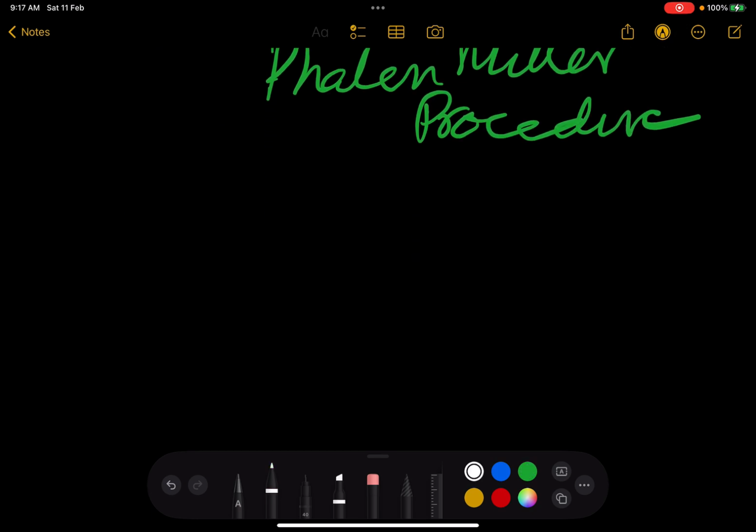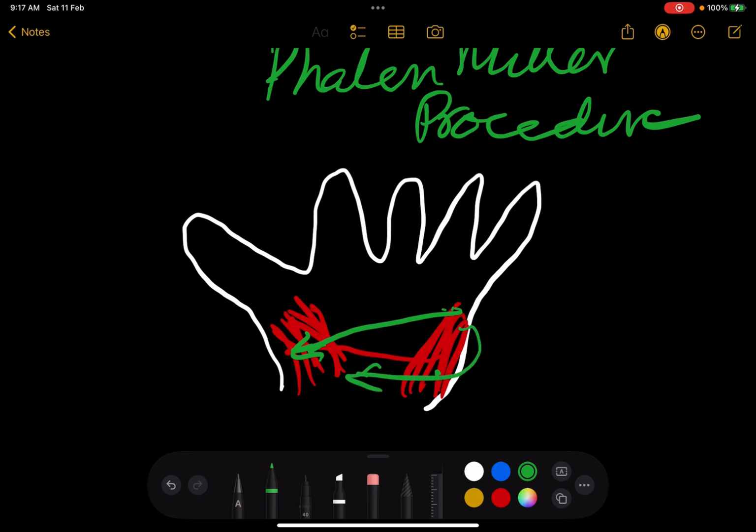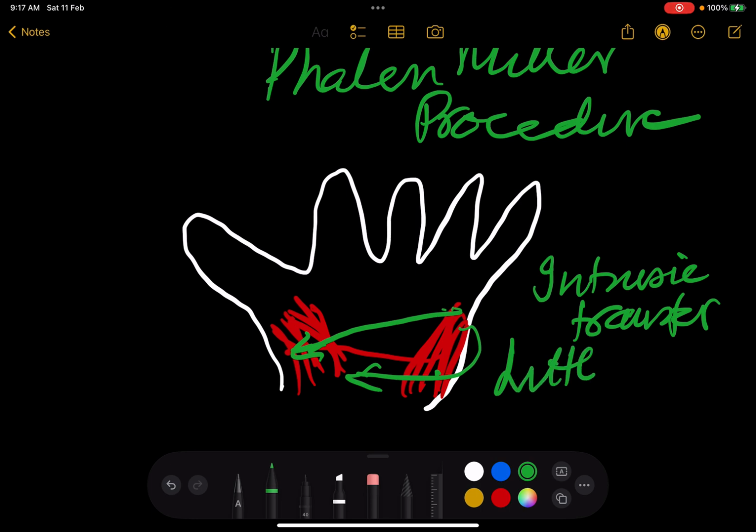Finally, you can use the abductor digiti minimi for the abductor pollicis. You can transfer the insertion of this onto the insertion of this. Rotate it and transfer. This operation is an intrinsic transfer for opponens, and it is called as Littler's procedure.